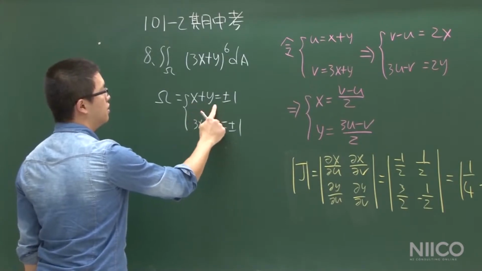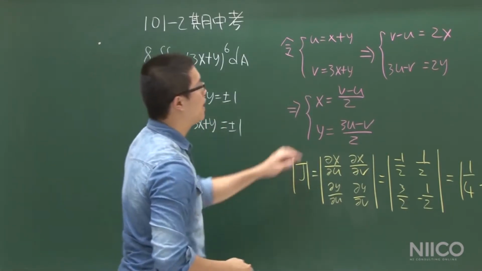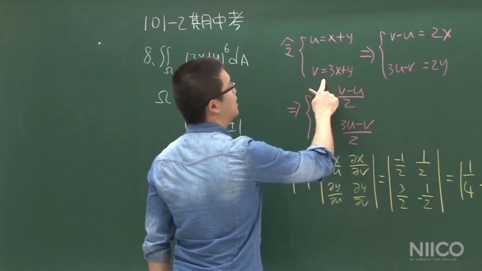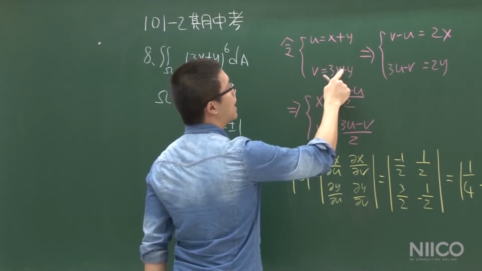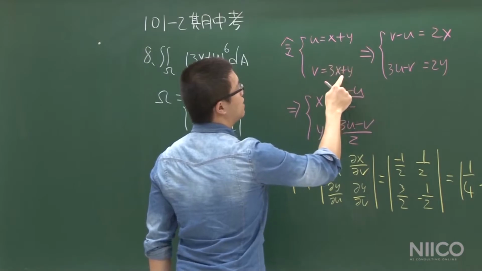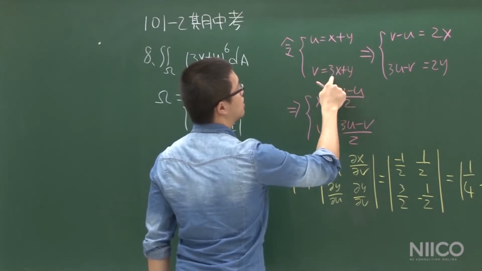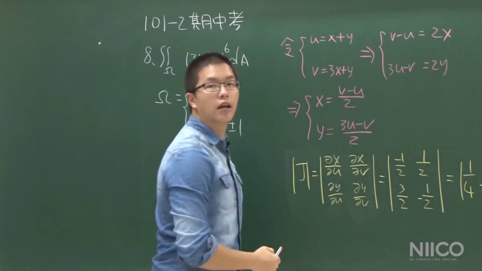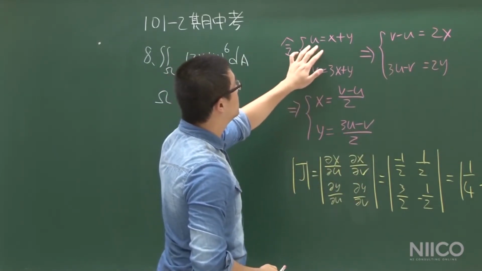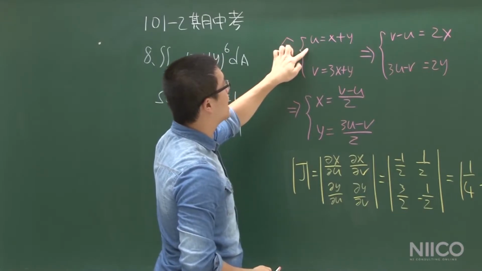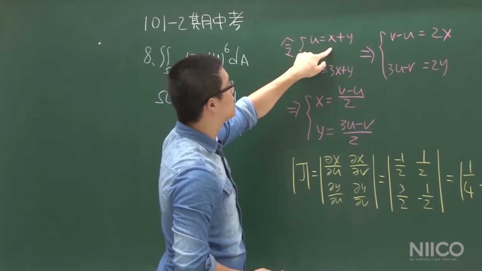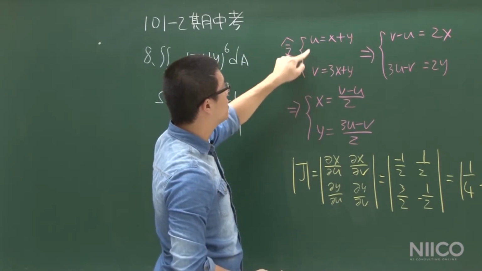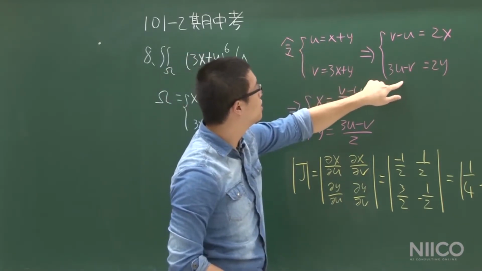Now, because these two equations look quite cumbersome, I want to change the coordinate system. We want u as x + y and v as 3x + y. So we see that v minus u is equivalent to 2x and 3u minus v is equivalent to 2y. So x is equivalent to (v minus u) divided by 2 and y is equivalent to (3u minus v) divided by 2. And for changing the coordinate system, we have to come up with a Jacobian.